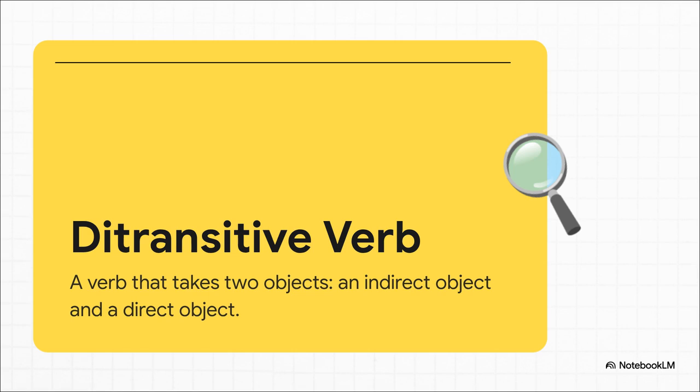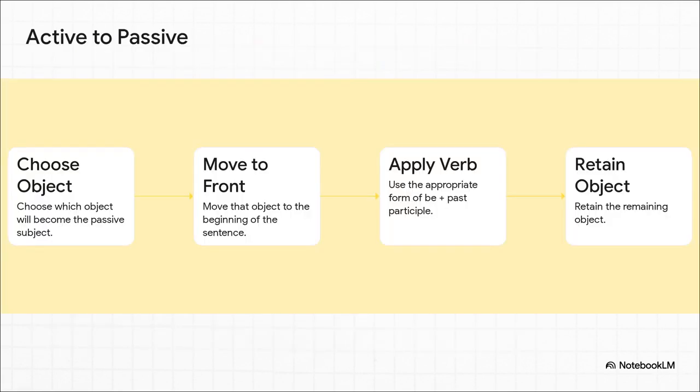For example, think about the sentence, the teacher gave the students homework. The word gave is our ditransitive verb. It's followed by the indirect object, the students, and the direct object, homework. Turning that active ditransitive sentence into a passive one is actually super straightforward. It's kind of like a math formula for language. You just follow 4 simple steps.